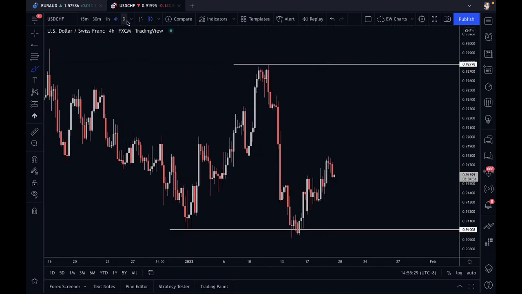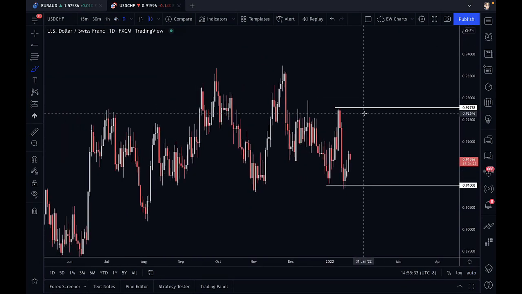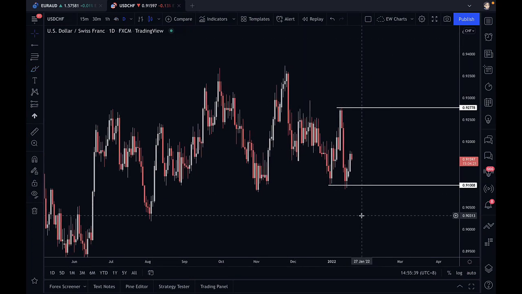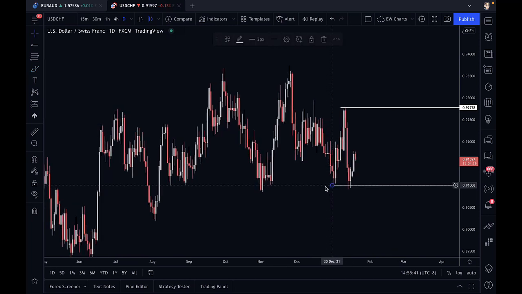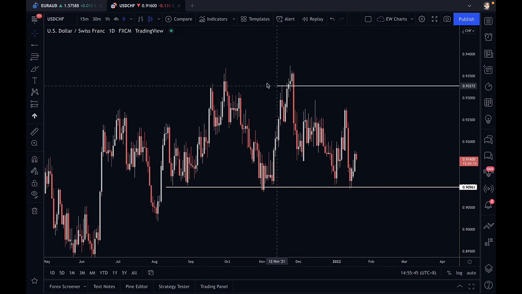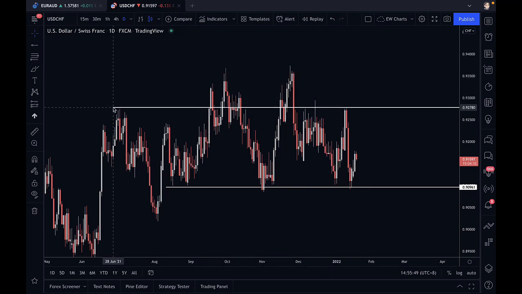Dollar Swiss franc. On a higher time frame perspective, what we can see is no doubt a range bound environment. Especially on the daily time frame, we can observe that the market has yet to break below this structure for a couple of times. Similarly on the top side, we do have this little double top here, and this area here where the market tends to range around it.